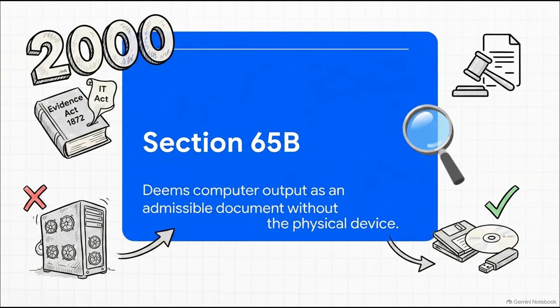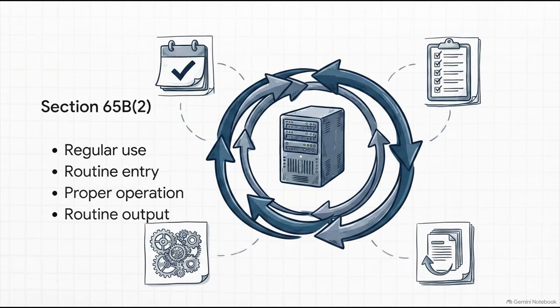With this, you could use the information stored or copied onto optical or magnetic media instead. But you couldn't just walk in and hand over a floppy disk. For that digital record to actually be admitted, the law said 4 highly specific technical conditions had to be met under Section 65B, subsection 2.